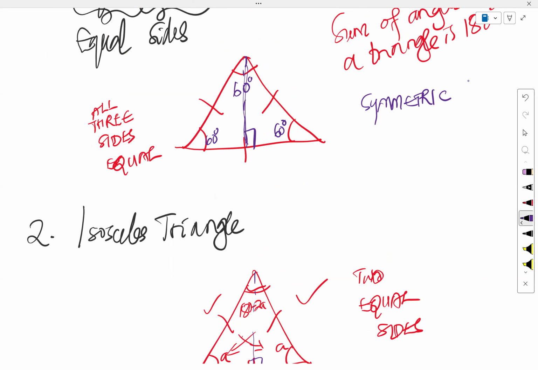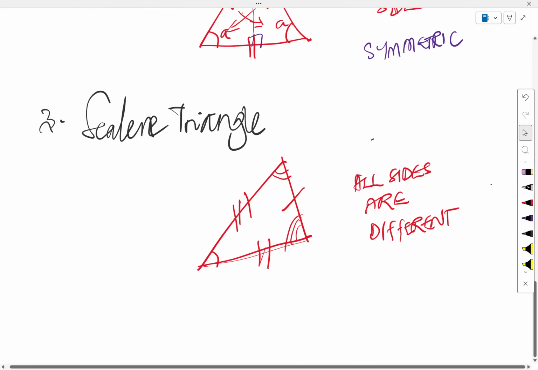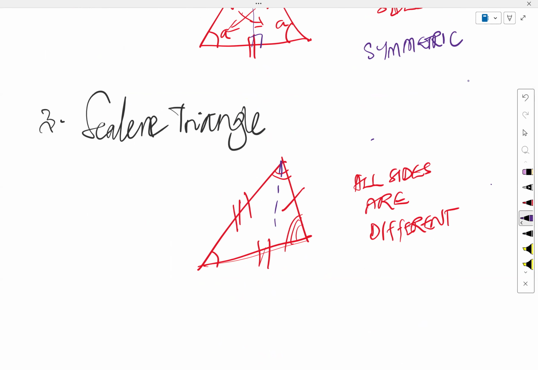So equilateral triangles are symmetric. Isosceles triangles are also symmetric. You can divide them into two equal sides. Now, for the case of a scalene triangle, you can actually drop an altitude, which will make 90 degrees. But you can see that it is asymmetric, meaning that you cannot divide it into two equal parts. So that is the idea of a scalene triangle.